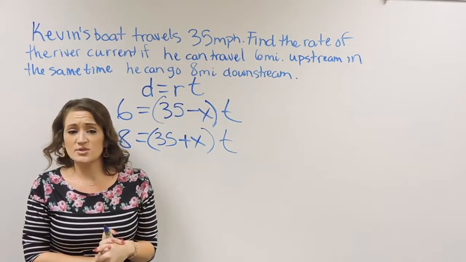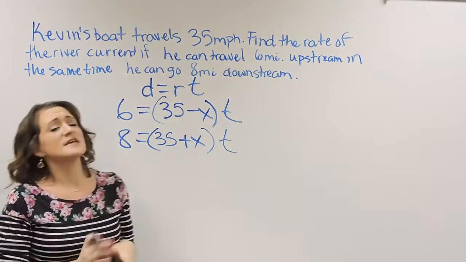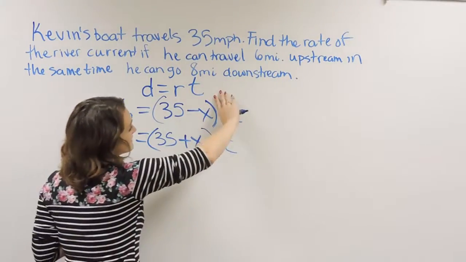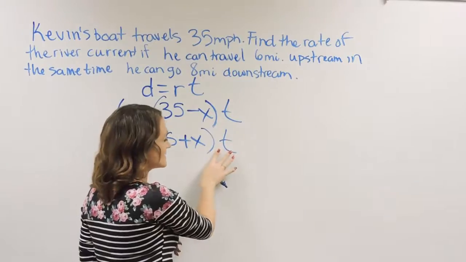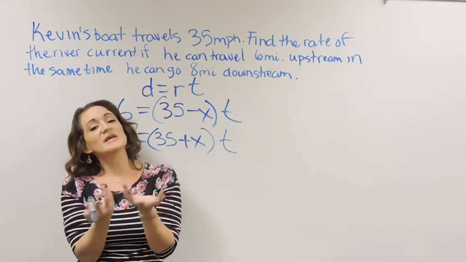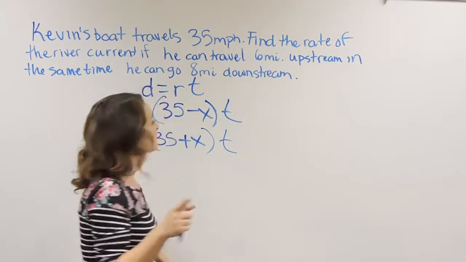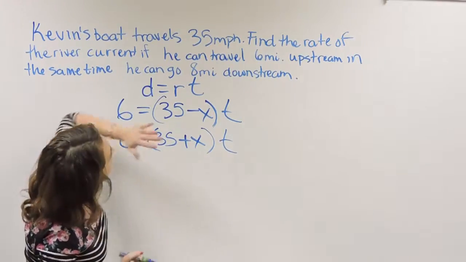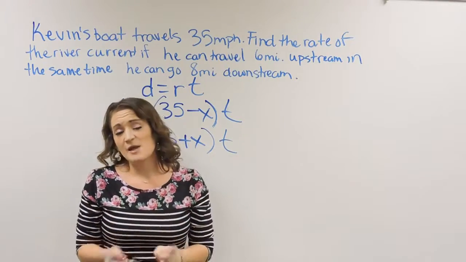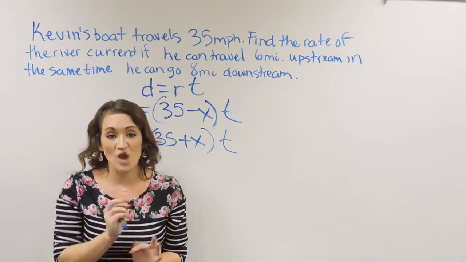Now, in order to solve this, remember that the time is the same for both. So this time is the same thing as this time here. Mathematically, we can set those times equal to each other. Before we do that, we want to take each one of these equations and solve them for T. Because if we can get them solved for T, then we can set them equal to each other and solve this.